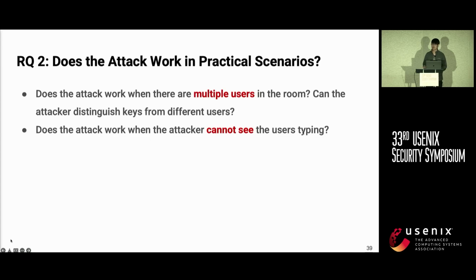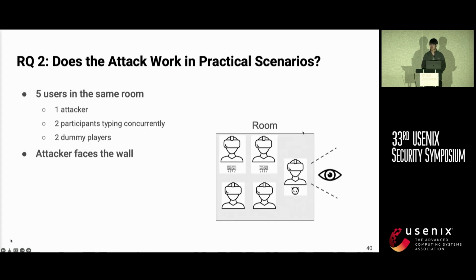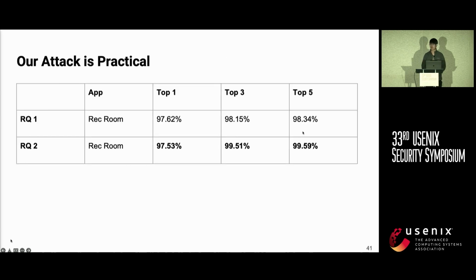But you may ask, the first experiment is just isolated between the user and the attacker. Does this attack still work if there are a lot of users? Can you still distinguish the keys? And second, the attacker may not be able to have the best angle on the typing user. So does the attack work when the attacker cannot see the user? So we did another experiment with 2 users typing at the same time. And in this case, the attacker just faces the wall and doesn't see anything. And from our result, we see very similar accuracy, and the attack is not affected at all.